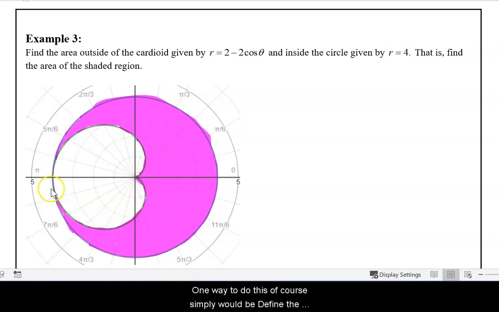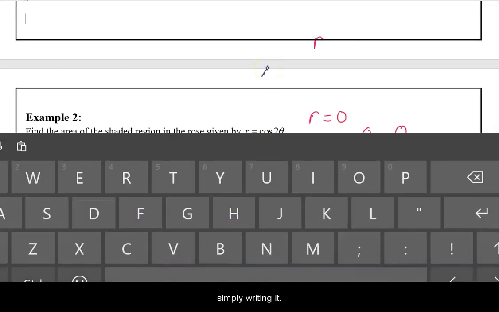One way to do this, of course, simply, would be to find the area of the circle and subtract from it the area of the cardioid. And that's exactly the tack we're going to take here. To find this, we need to find the area of the circle. Well, the circle is given by the equation r equals 4, which means the radius of the circle is 4. Since the radius is 4, then I can find the area of the circle by simply writing it.